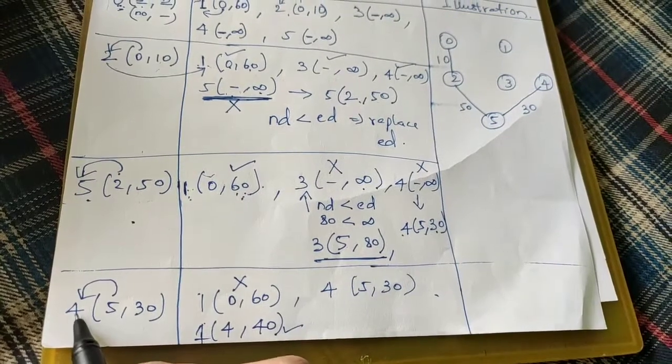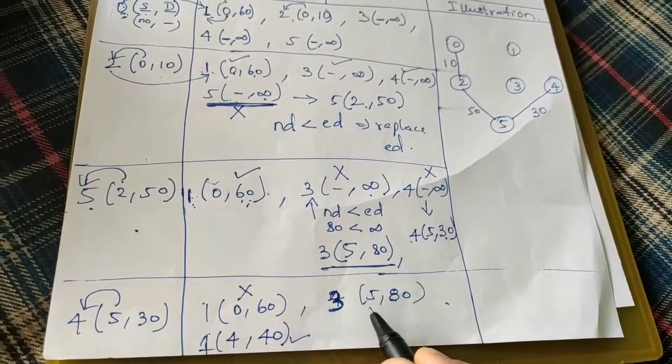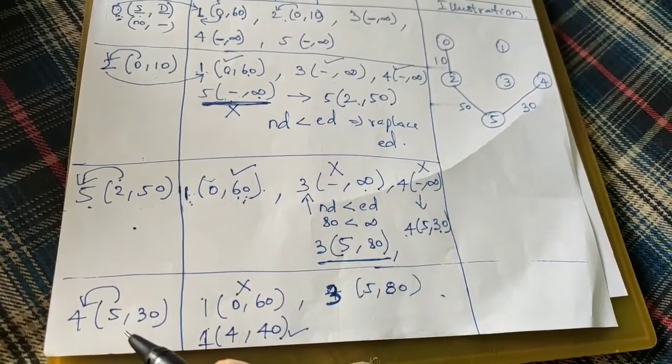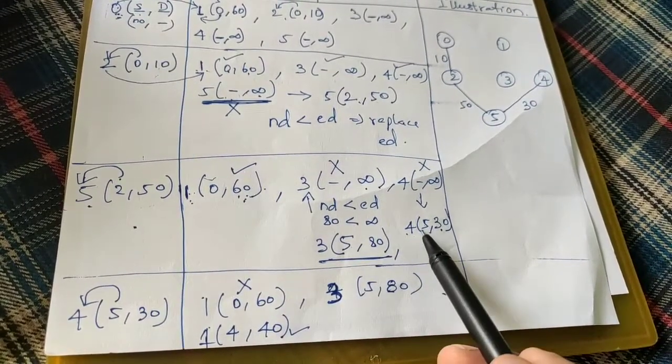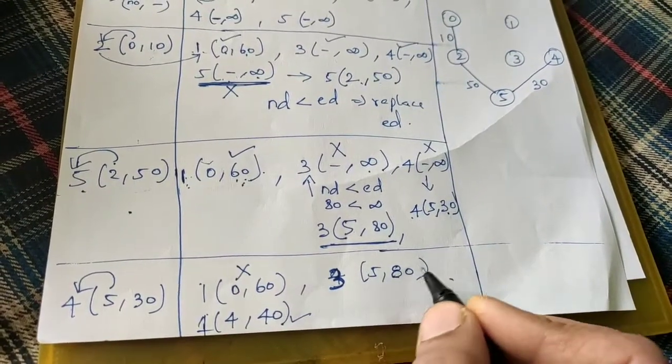Now try to visit from 3, 5, 80, because this has been processed and I have just got it to the tree vertex. So remaining will be this and this. Instead of writing this, I have written this by mistake. So correct it: 3 of 5, 80.